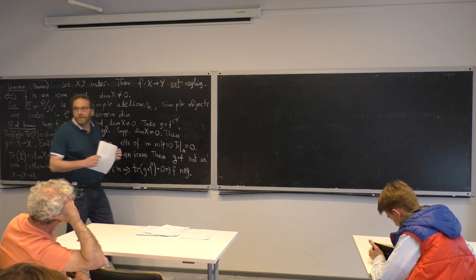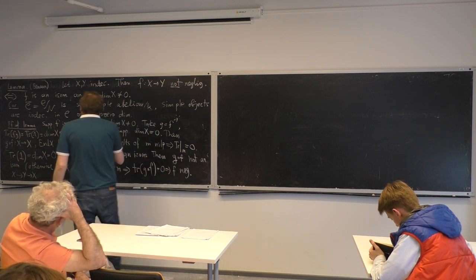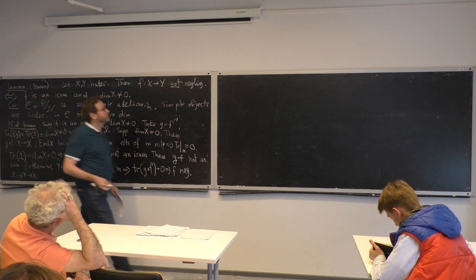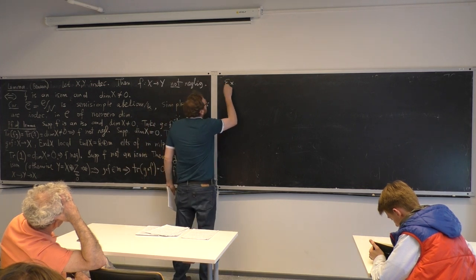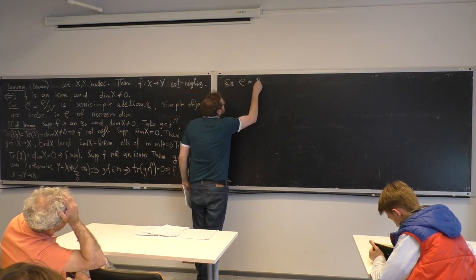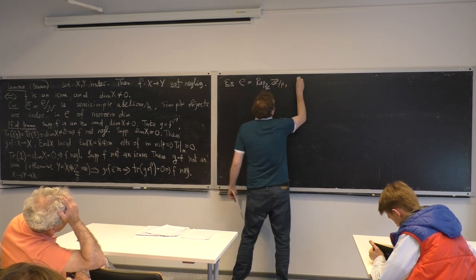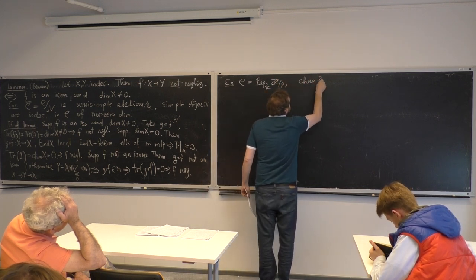But there are groups, of course, which are very simple, like the cyclic group. And for that group, this category is going to be very nice. So let us see what happens. It's an example: C is representations over K of Z mod p, where the characteristic of K equals p.